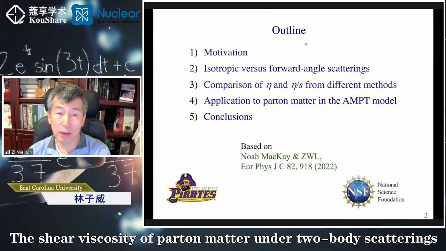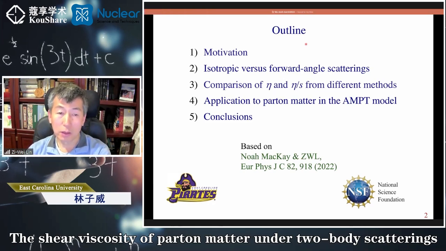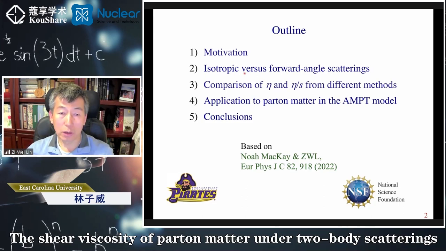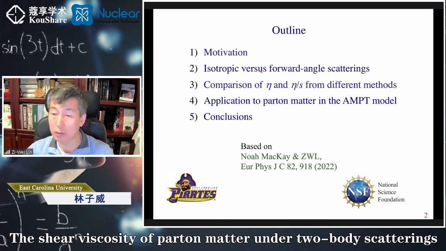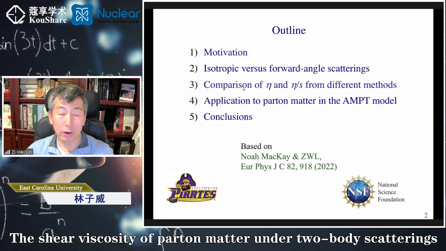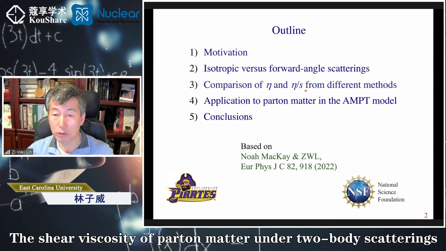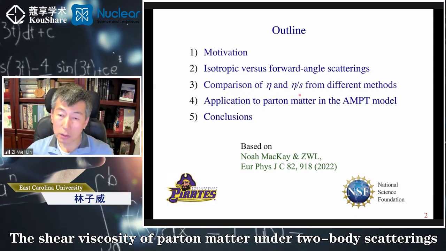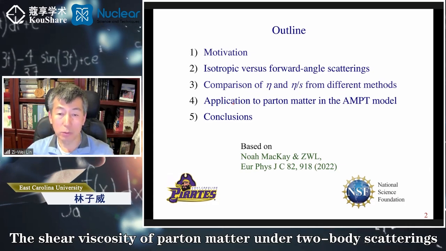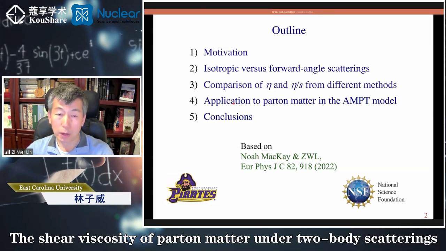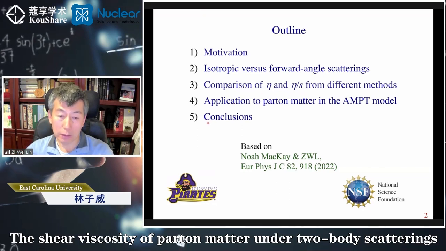So here is my outline. First, I will discuss the motivation for this work, and then I will introduce two-body scatterings, isotropic scatterings versus forward angle scatterings. And then I will compare different methods in their calculation of the shear viscosity eta and also the eta over S ratio. Then after we examine the analytical methods, I will apply a method to the parton matter in the AMPT model and calculate these shear viscosity related quantities. And then finally, I will summarize.